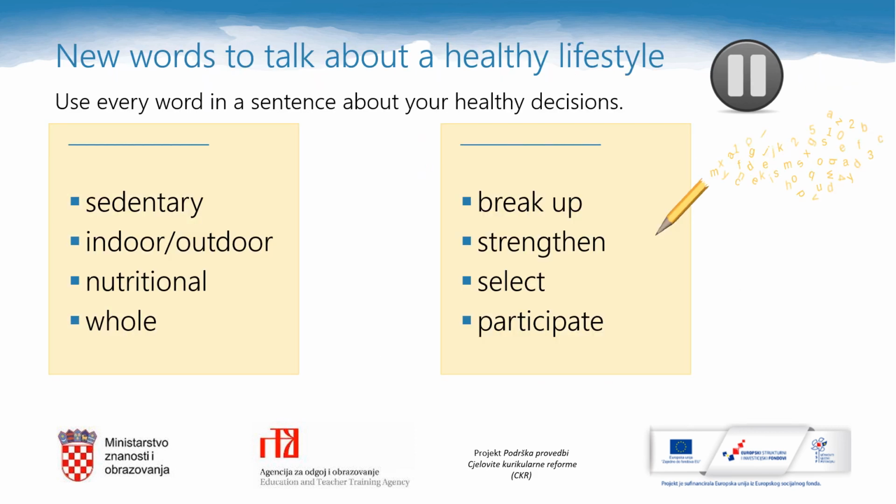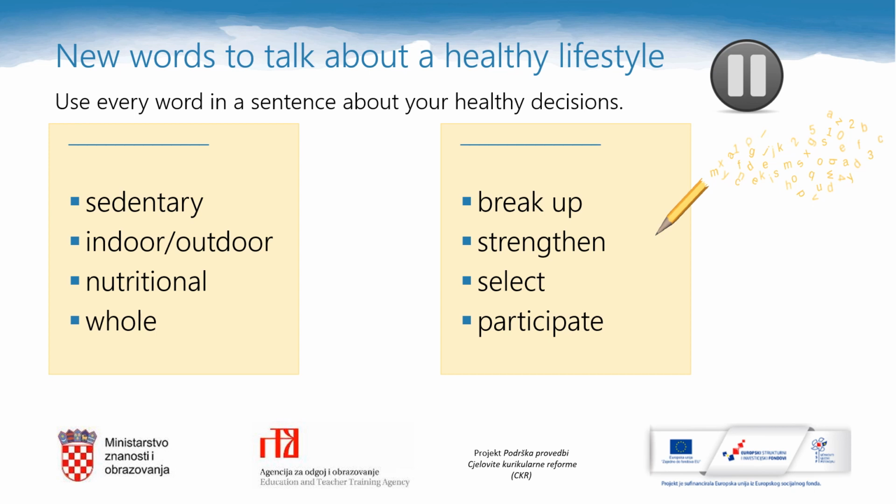There were some new words on the previous slides. Let's check that you understand them all. These new words are all used to talk about a healthy lifestyle. Please read carefully the two columns on this slide and see if you understand all the words. Copy them into your notebook again and try to use every word in a sentence about your healthy decisions. When you have done it, please think about what the words that are put into one column have in common.